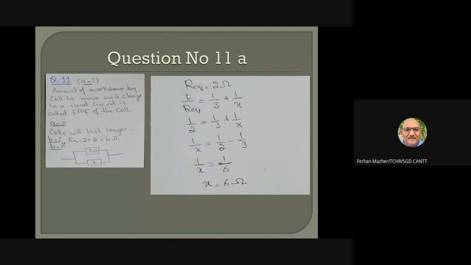So 1 by R equivalent will be equal to 1 by 3 plus 1 by X. And we know their equivalent resistance, that is 2 ohm. So 1 by 2 equals 1 by 3 plus 1 by X. 1 by 3 will go on the other side, it will subtract. So 1 by X equals 1 by 2 minus 1 by 3. So take the LCM or do this on the calculator. On your calculator, write 1 divided by 2 minus 1 divided by 3 equals, press the SD button and you will get the fraction. So 1 by X equals 1 by 3. So cross multiply and X will be equal to 6 ohm. So the value of this resistor X will be 6 ohm.